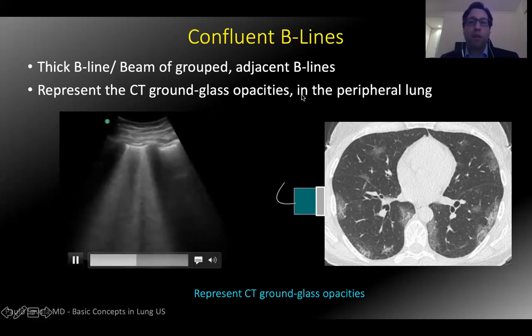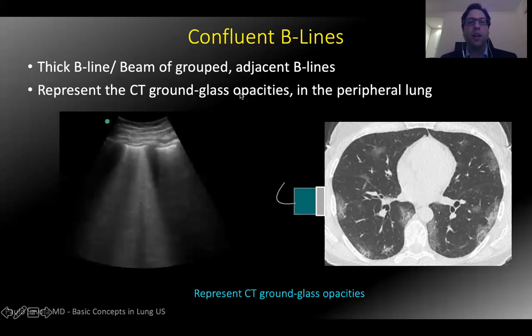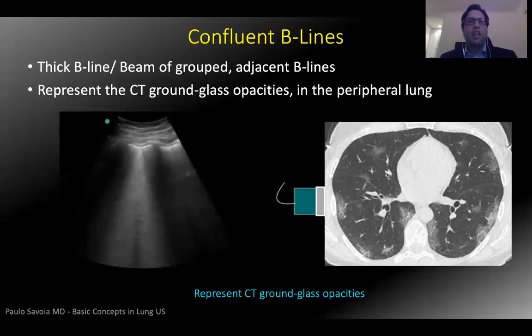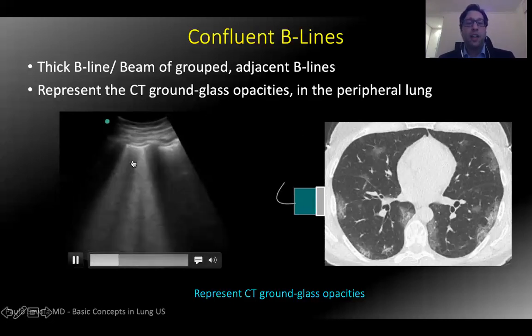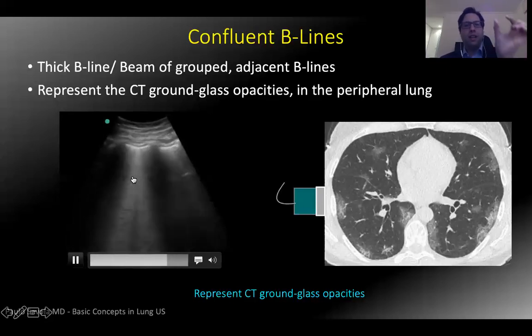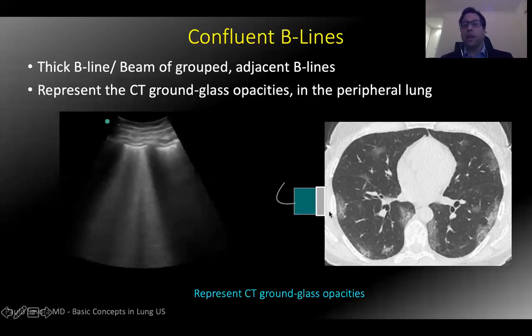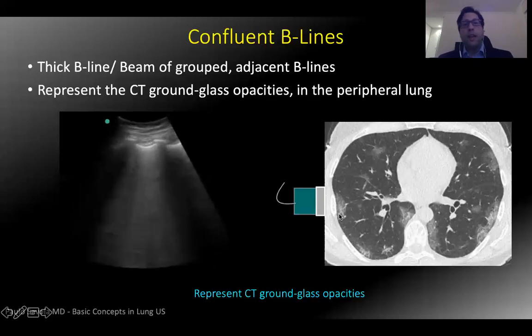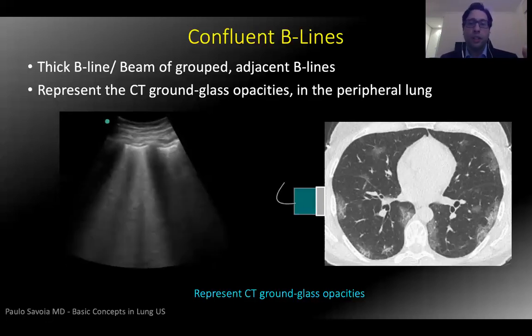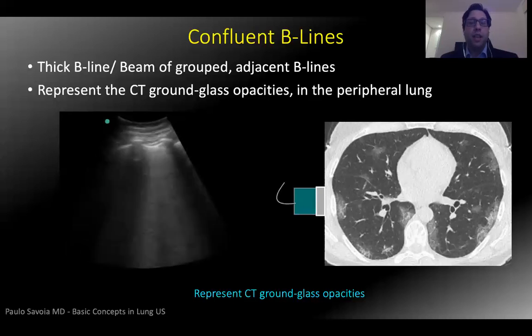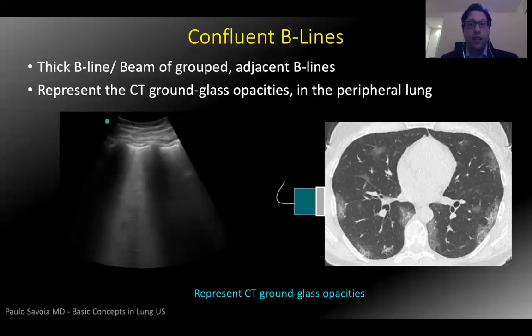But what represents the confluent B lines? The confluent B lines represent the CT ground glass opacities in the peripheral lung, okay? So if you have ground glass opacities in the periphery of the lungs, you will have confluent B lines on ultrasound, okay? You can see B lines, but they are not thin like the traditional B line. They're thick B lines, or as we call them, confluent B lines, representing the ground glass opacities in CT. We know that ground glass opacities have a huge differential diagnosis. In COVID-19, it's been appearing a lot, so it is very important to know the confluent B lines, okay?